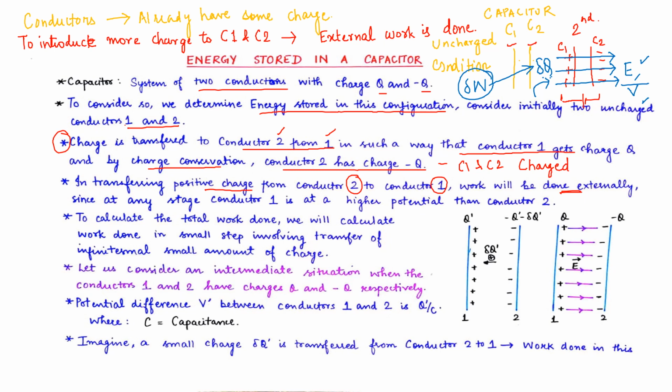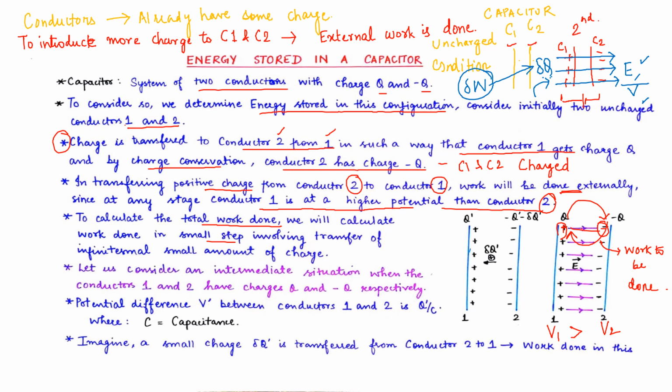If we are doing vice versa, we have to work against the field. Because see, this electric field is from plus to minus. So transferring along the electric field may not need any work to be done, but transferring against it will need work to be done. Since at any stage conductor 1 is at a higher potential than conductor 2, why do we have to do the work? Because if we understand with respect to potential, the potential at plate 1 will always be greater than the potential at plate 2.